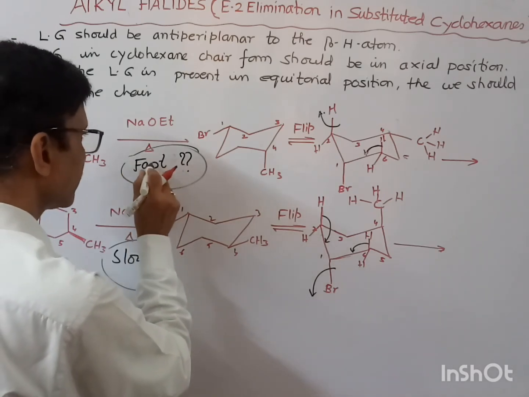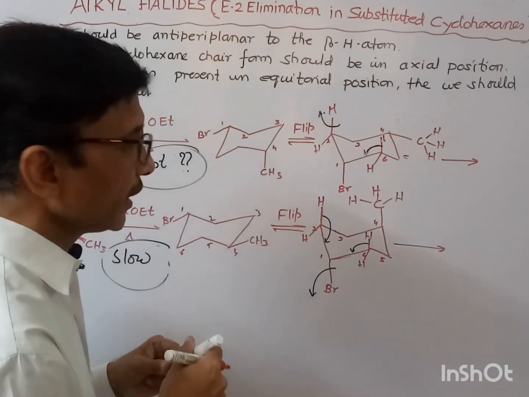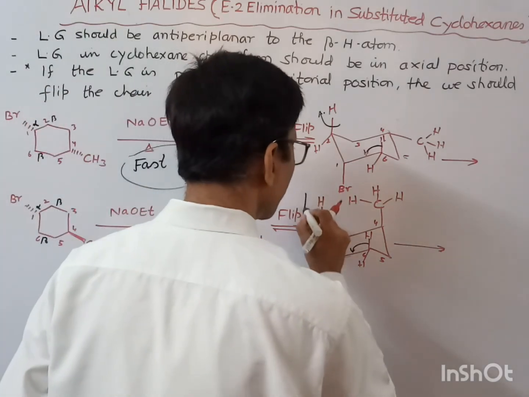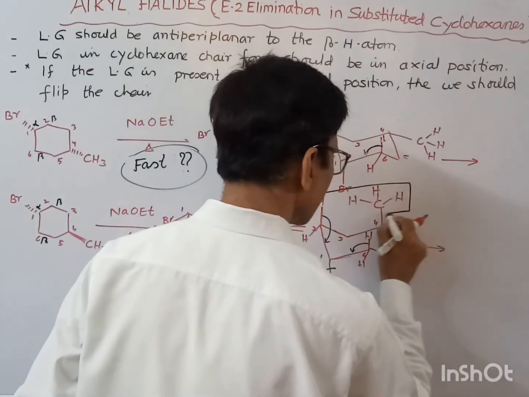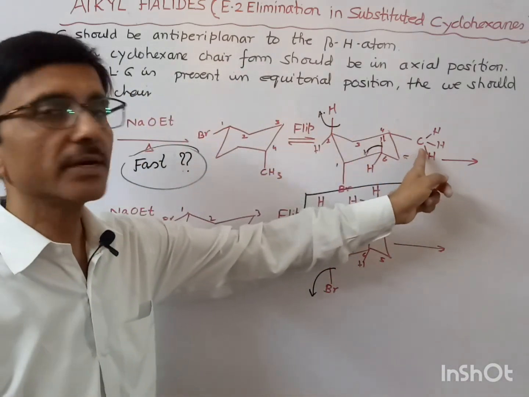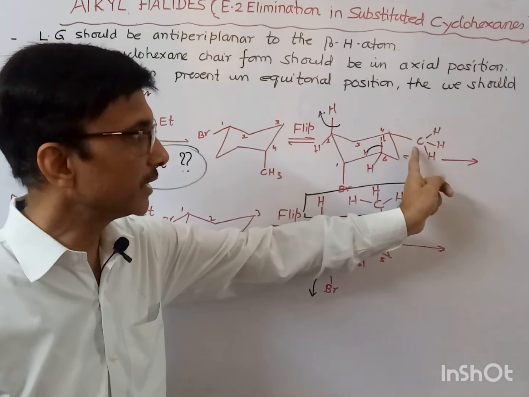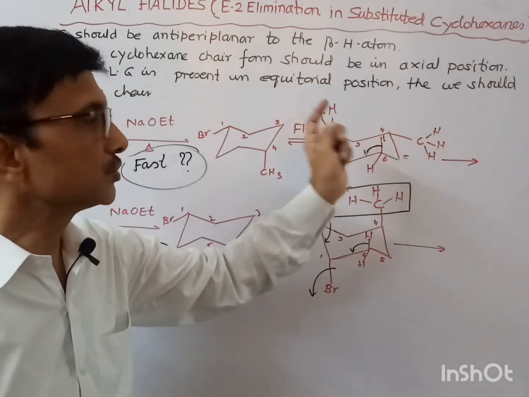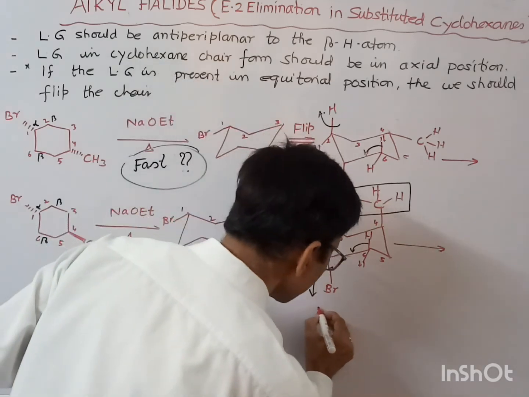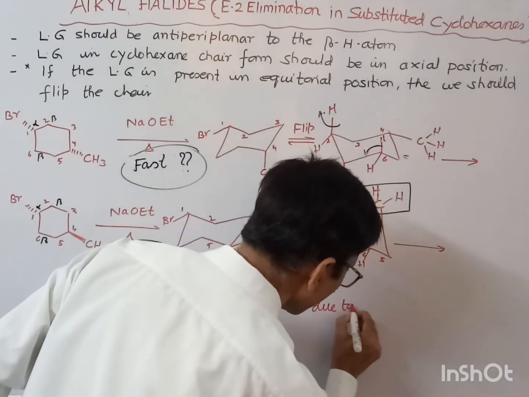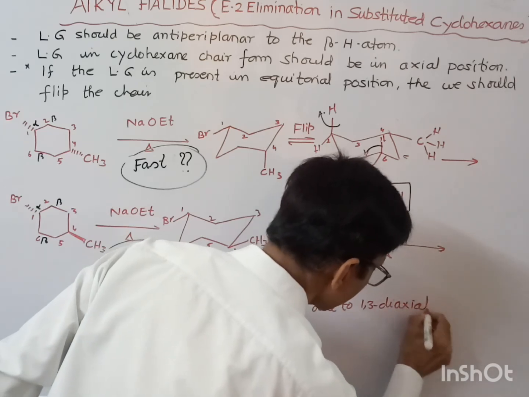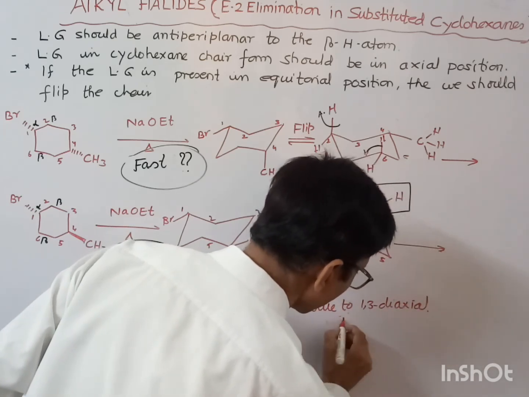So the reason is that why this is the fast reaction, here you will see the 1,3 diaxial interaction, whereas when this bulkier CH3 group is present at the equatorial position, there is no 1,3 diaxial interaction. Here due to 1,3 diaxial interaction, this is the slow one.